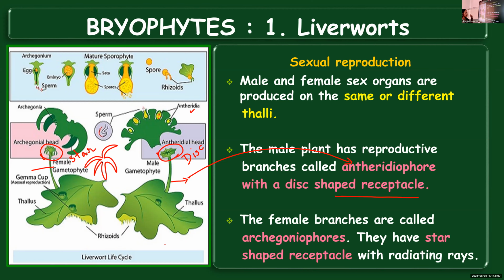If you're asked to write the differences, you should know the receptacle on which archegonia are produced will be star-shaped, whereas antheridia are produced on a disc-shaped receptacle. In male, it is disc-shaped. In female, it is star-shaped.